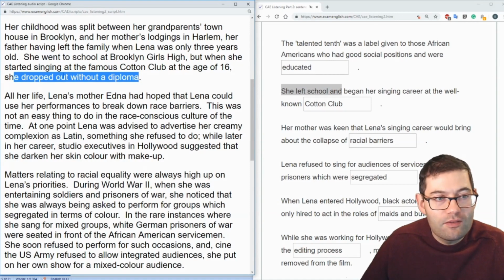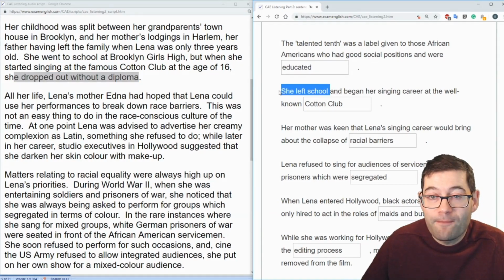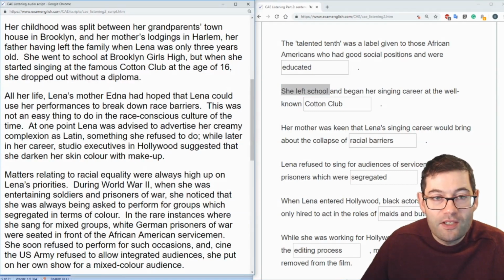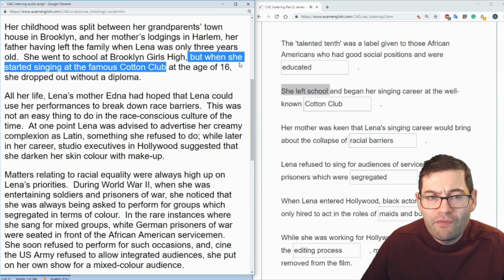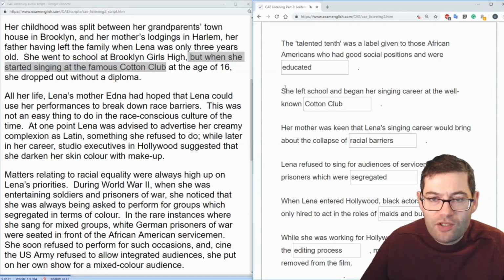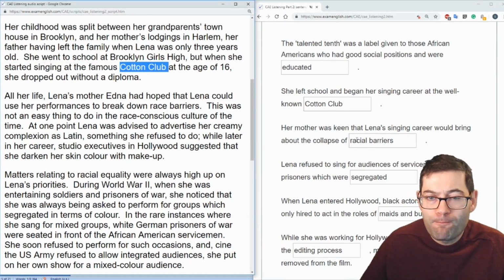In other words, she dropped out means that she left the school, which links to this bit here, and began her singing career at the well-known Cotton Club, which relates to when she started singing at the famous Cotton Club. So vocabulary links here. And when you're reading this question, you should be thinking, I'm listening for a name of a club. And that's exactly what we've got here.